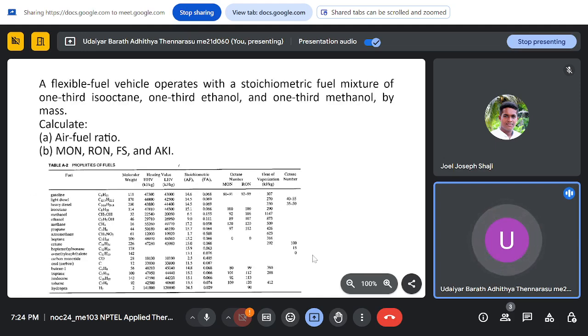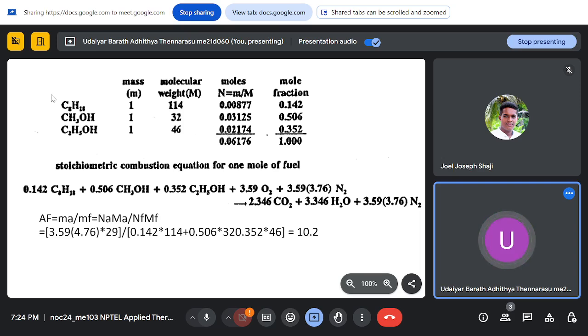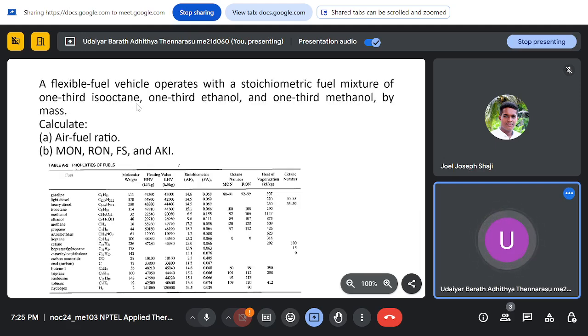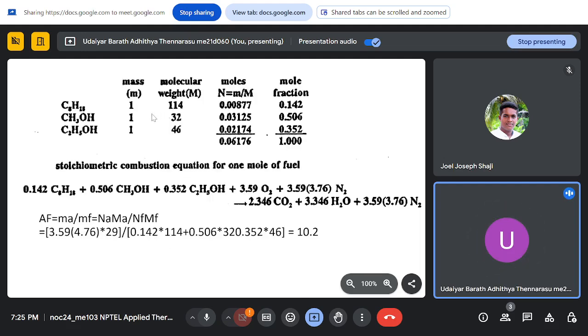So we'll see how to solve this. There's a table given for the fuels. We are using isooctane, ethanol, and methanol, each 1/3 by mass. So we are writing in terms of mass: isooctane, methanol, and ethanol, all 1/3.